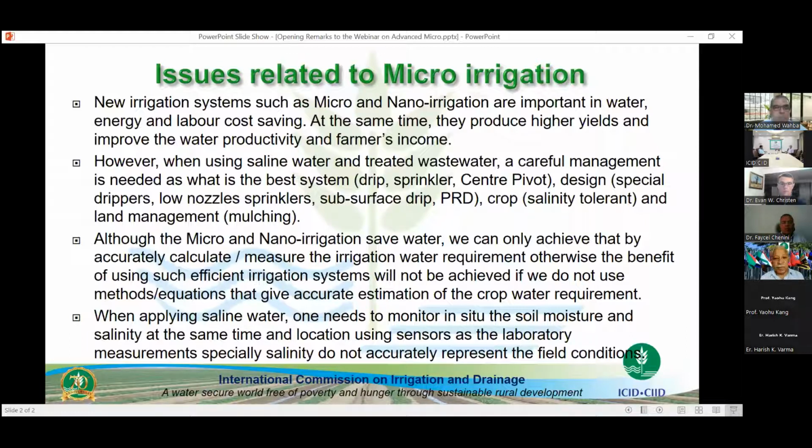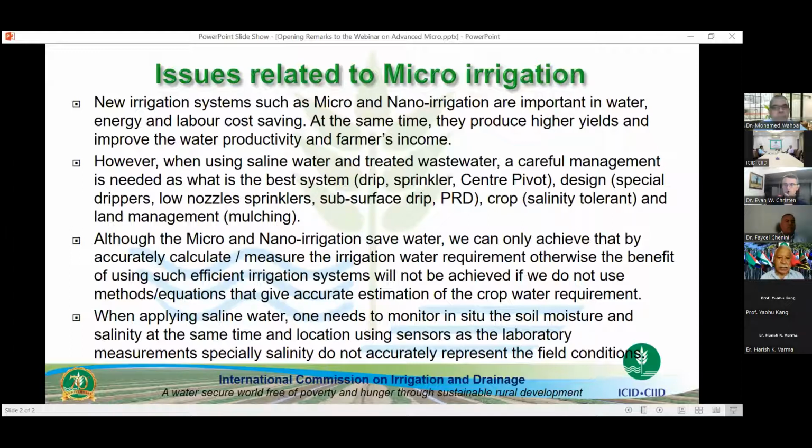Otherwise, the benefit of using such an efficient irrigation system will not be achieved if we do not use methods or equations that give accurate estimation of crop water requirement. Because I found a lot of people use nano and micro irrigation, but they calculate the crop water requirements with overestimation over the actual need. And for that reason, you might not get the benefit of using micro or nano irrigation if you are wasting water by miscalculation or exaggerating the amount needed.